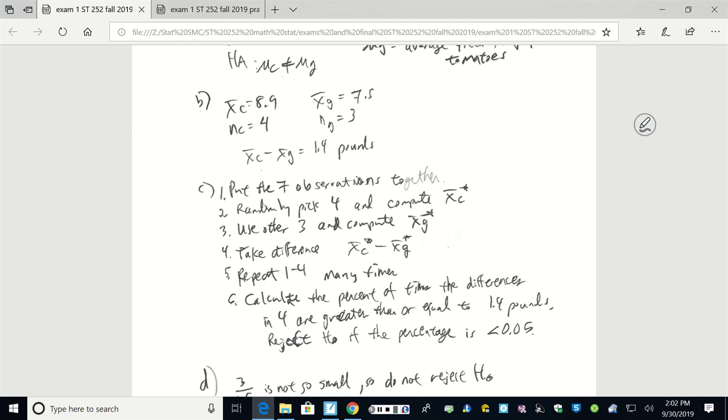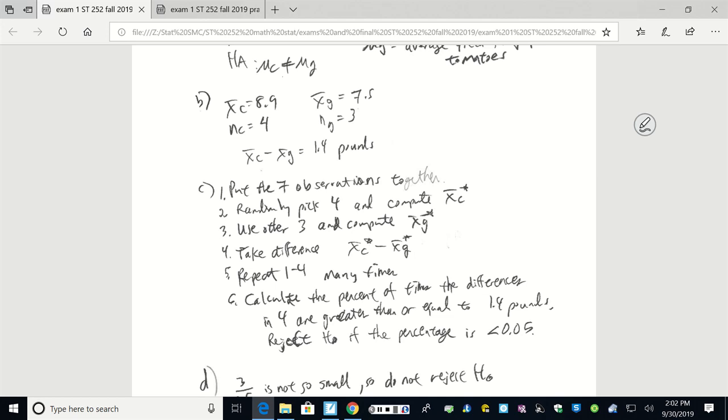Right? And so the 4 and the 3, because there were 4 and 3 in the groups, makes it a little specific to that. Mentioning the 1.4 pounds is specific to that. So it's the general algorithm, but it's a little specific. Yeah. So for a permutation test, you take all the data points and basically disregard which group it was in at the beginning? Mm-hmm. Okay.